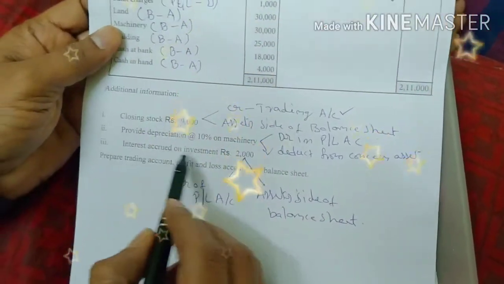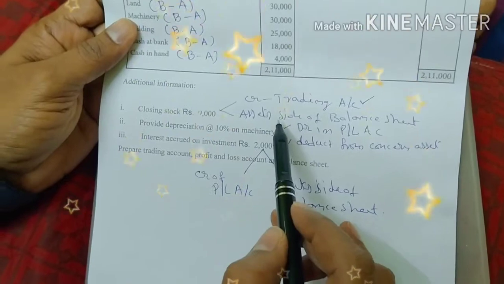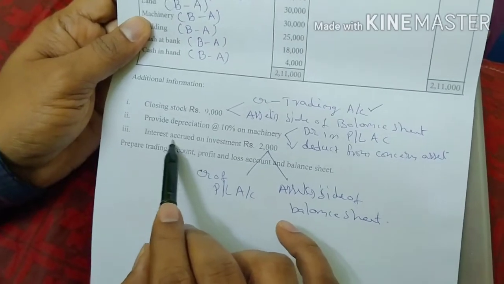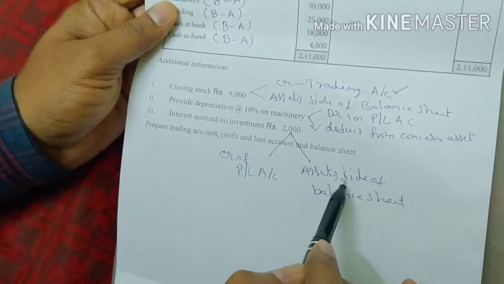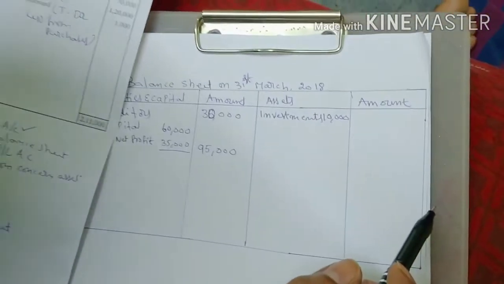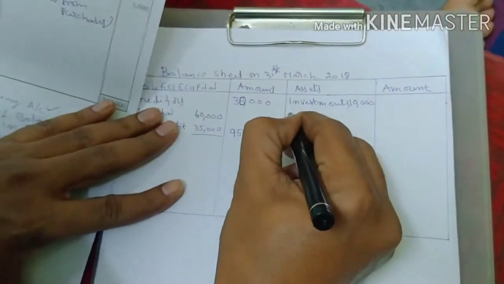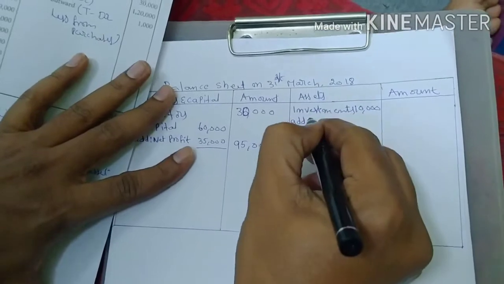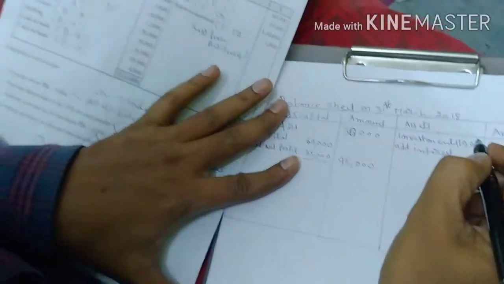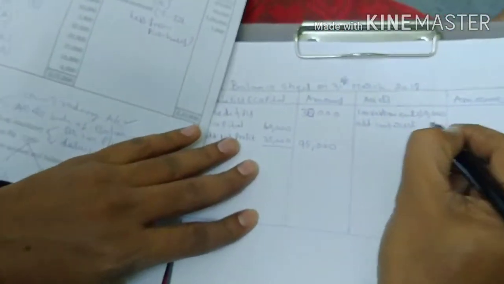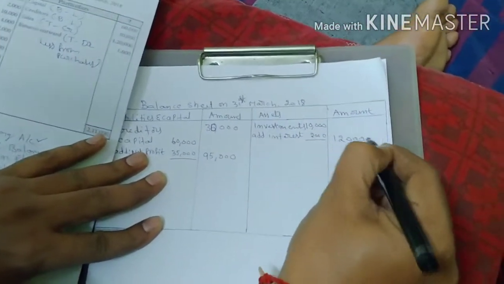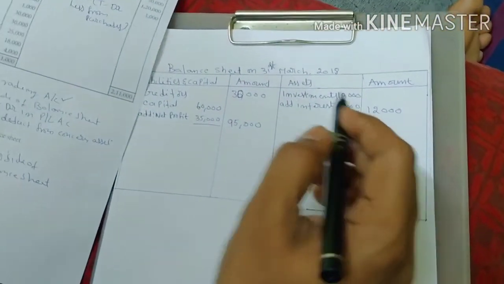Next here in adjustments we need to see, this is the asset side. Look here, investment related adjustment. So on the asset side of the balance sheet we need to write, that means add interest, that is 2,000 rupees. Total 12,000 rupees.